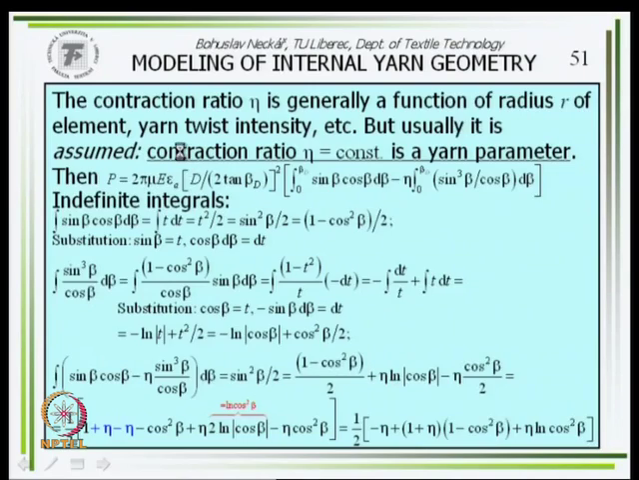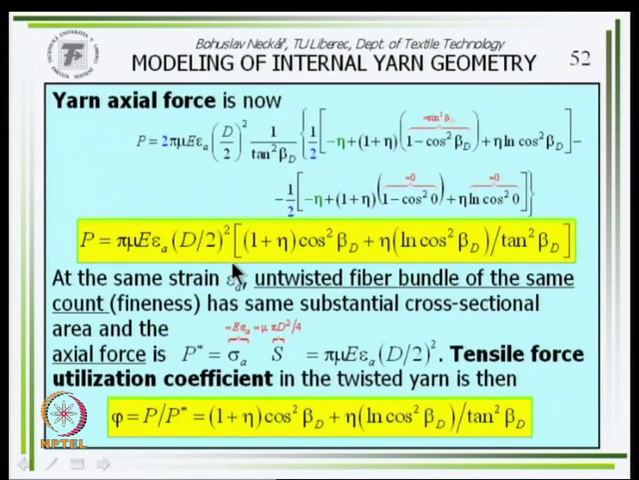In one moment we assume that eta, the contraction ratio, is constant, the same in each point in the yarn. And we integrate and integrate and integrate. Nothing more. Traditional integration, which you must have absolved in your first semesters of mathematics, isn't it? Well, then in the final form we obtain this equation. Nothing more than integration of this one. Logically, it's clear, I think.